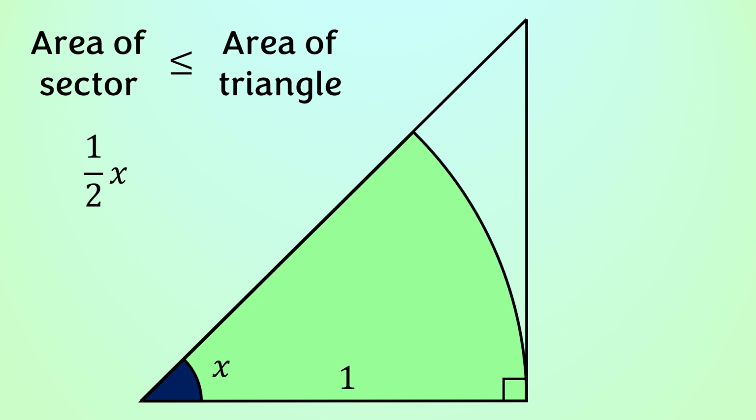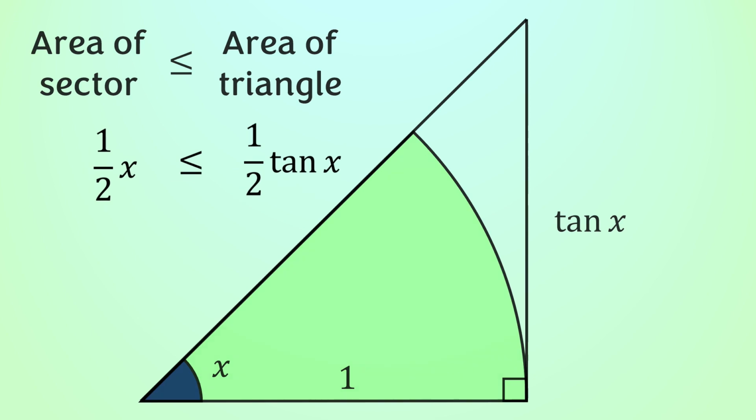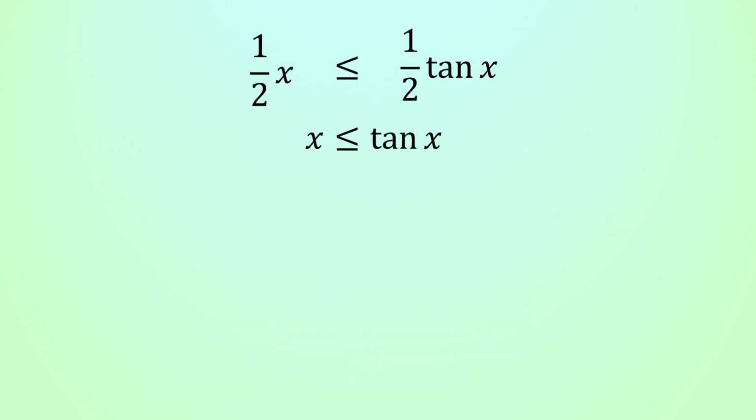And then meanwhile, the area of the triangle is going to be calculated by using the fact that the base is the radius, so we already know it's a length of 1, and then using trigonometry with that angle and that base to get that the height of the triangle is tan of x. Therefore meaning the area of the triangle is 1/2 lots of 1 lots of tan of x. That then tells us that x must be less than or equal to tan of x, but tan of x can also be rewritten as sine of x over cos of x.